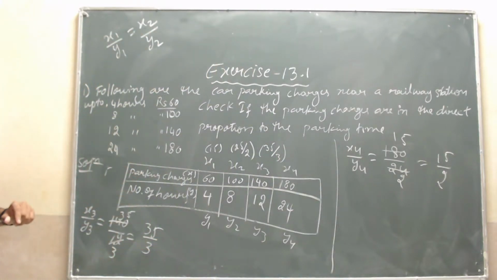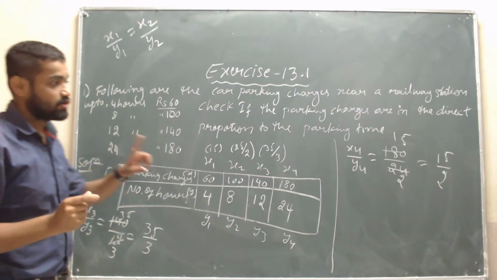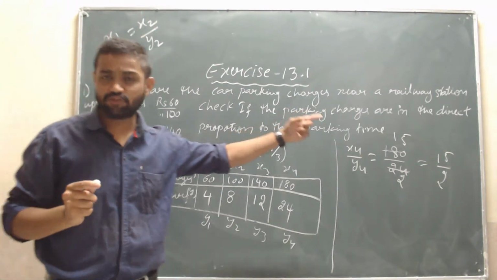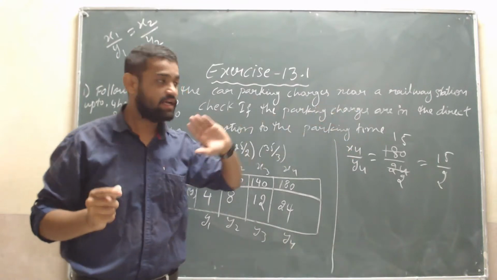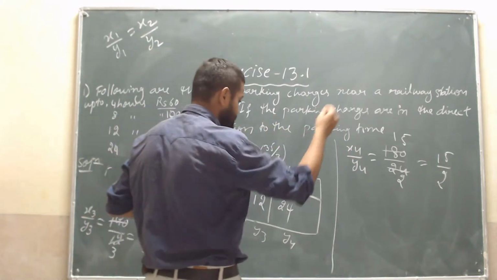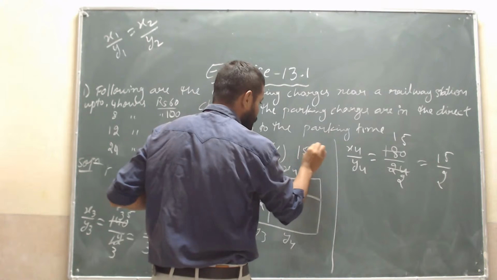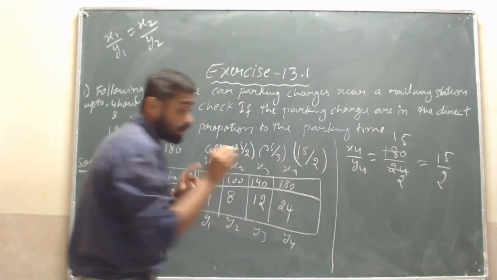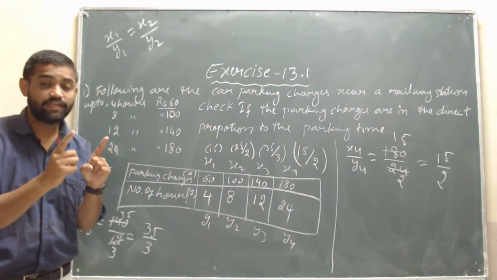180 by 24: 12 2s are 24 as well as 12 1s are 12, and 60 remains, and 12 5s are 60. Then what will we get? 15 by 12. Now this step is very important.